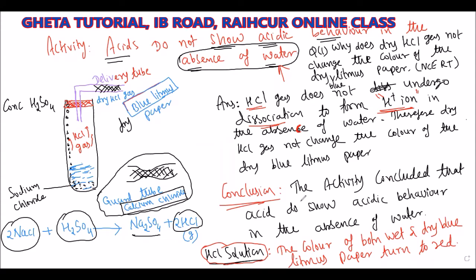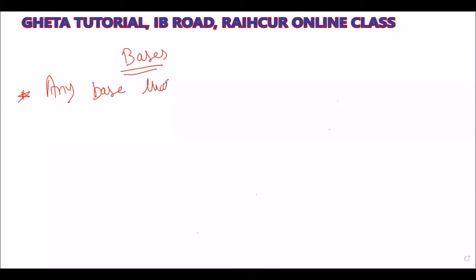In the presence of water, correct. Because in the HCl solution, water is present, and the HCl will be dissociated to form the H plus ion. Correct answer. HCl solution will change the color of blue litmus paper because it contains water, and HCl dissociates to form the H plus ion. That is the reason this HCl solution will change the color of both wet and dry blue litmus paper. Got it?